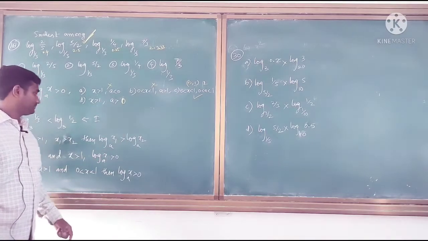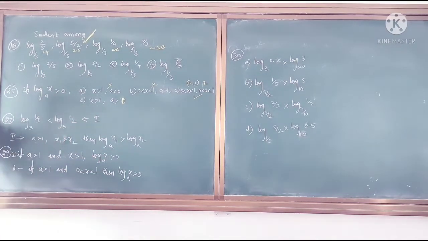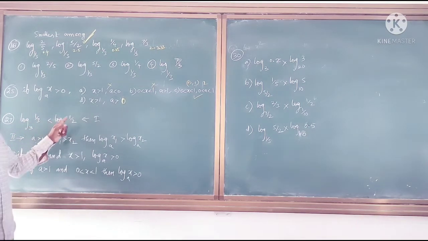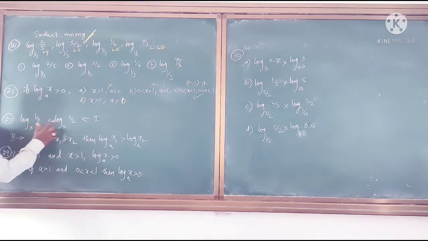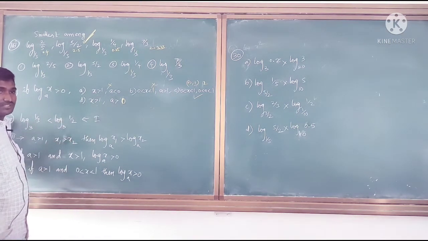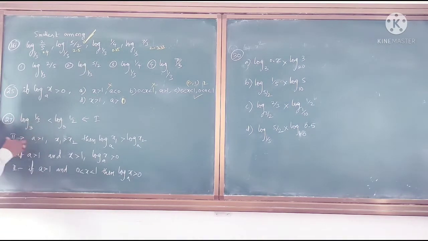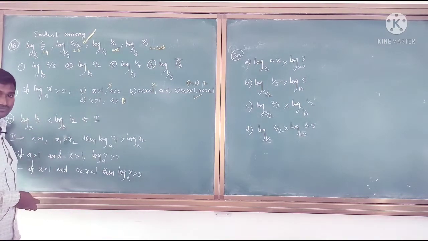So among the 4 options, which is the correct option? Option C. Next, statement 1, question number 27. If log 1 by 3 to the base 3 is less than log 1 by 2 to the base 3, is it correct? The base is the same, and the base is greater than 1. If the base is greater than 1, the number which is greater becomes greatest, and which is smaller becomes smallest. 1 by 3 is smaller than 1 by 2. So this logarithmic value is less than this logarithmic value. Yes or no?